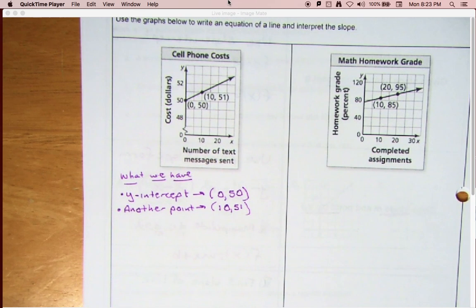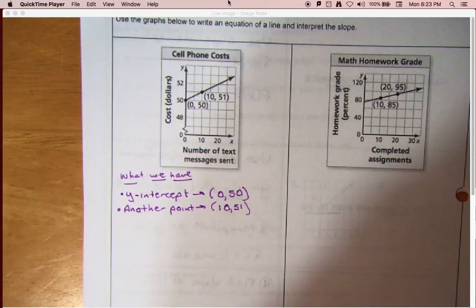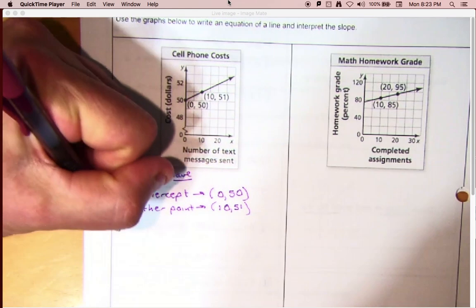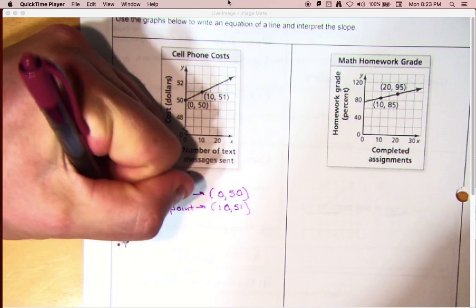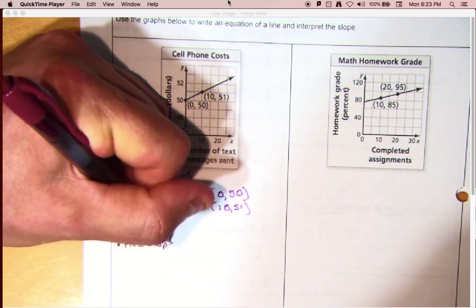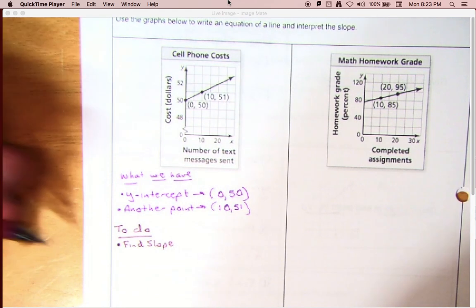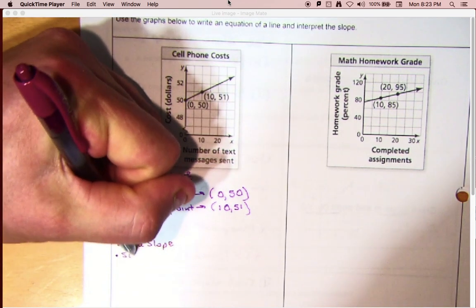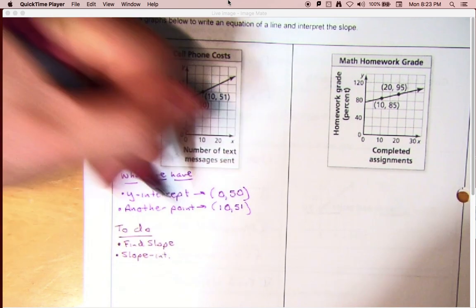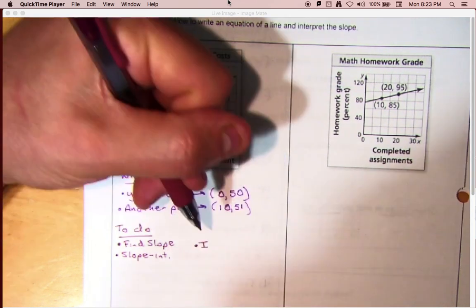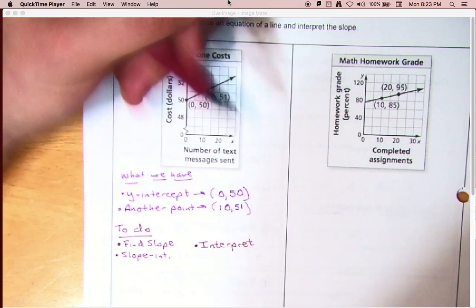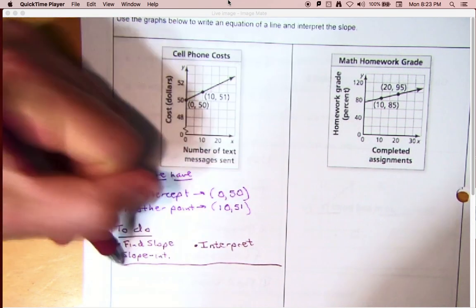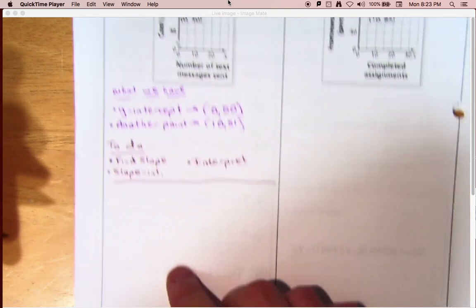We want to write an equation that represents that line right there. So we have the y-intercept, but we still need the slope. What do we still have to do here? We know that we're going to need the slope. We know that we're going to have to end up with slope-intercept form. And the last thing we still have to do is interpret the equation. Okay, so let's do those things. First thing, let's find our slope.